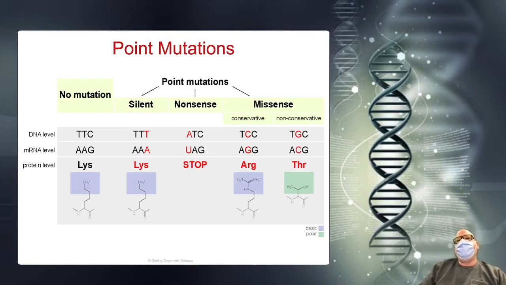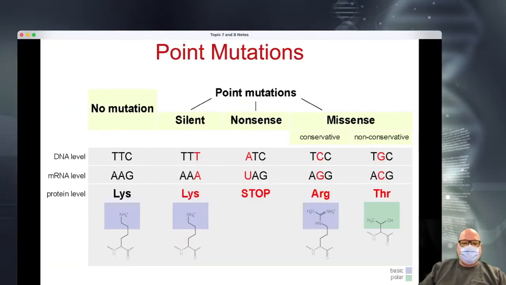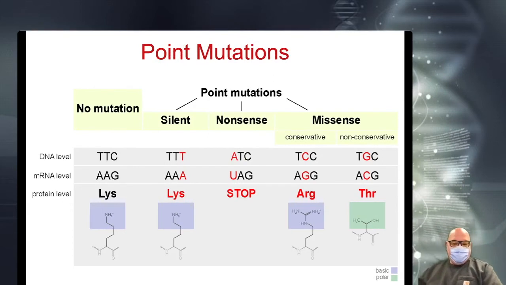Okay, so look on the left side here. The original DNA level codon is TTC, okay? TTC. So when you see that TTC, if you went through the chart and decoded it, you would know that that would be the amino acid lysine, okay?